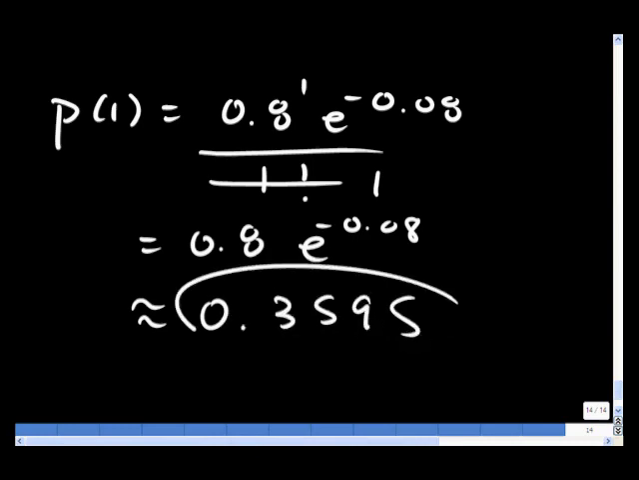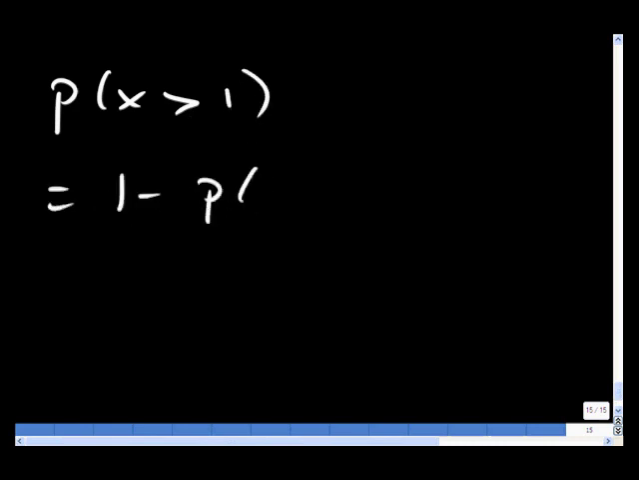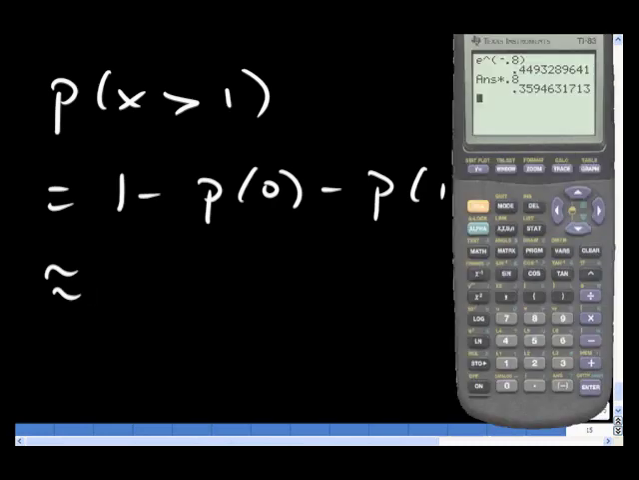Recall, we are determining the probability that there is more than one defect, which is 1 minus the probability there are no defects, minus the probability there is one defect, all by using the complement rule. So, if we take 1 and we subtract 0.4493 minus 0.3595, we get the answer to be approximately 0.1912.